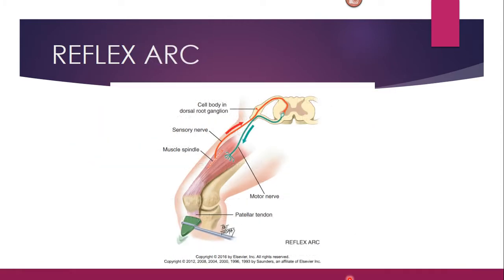And then this is the arc that we see. It starts in the dorsal root ganglia, and then we have, like I mentioned, sensory nerve, and then motor nerves that are innervating the muscle. And so when we hit the tendon, here in this case the patellar tendon, we get a reflex.